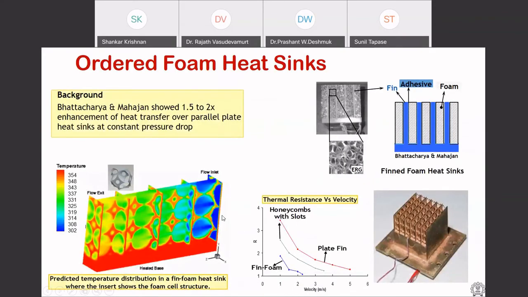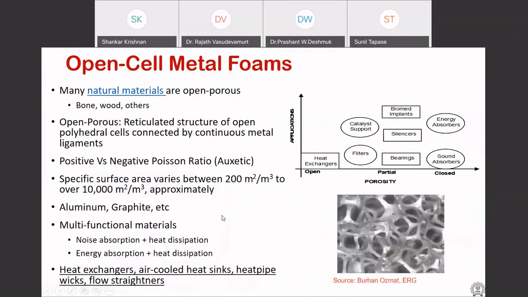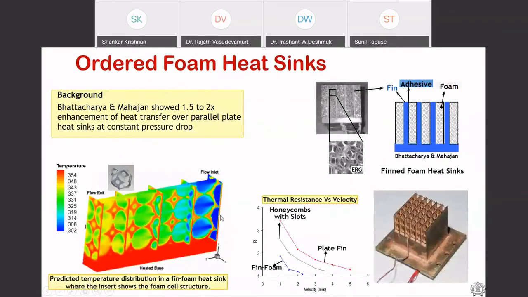So that's the fin foam idea that we've been looking at, and when Professor Shripriya comes, I will work with her on how to use these fin foam structures as well. She will be talking about how to design porous structures for absorbing sound as well as dissipating heat within the same functional volume.